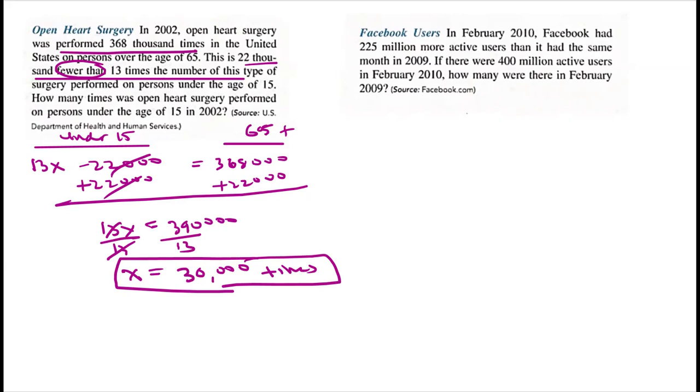So in February 2010, Facebook had 225 million more active users than they had the same month in 2009. If there were 400 million active users in February 2010, how many were there in February 2009?